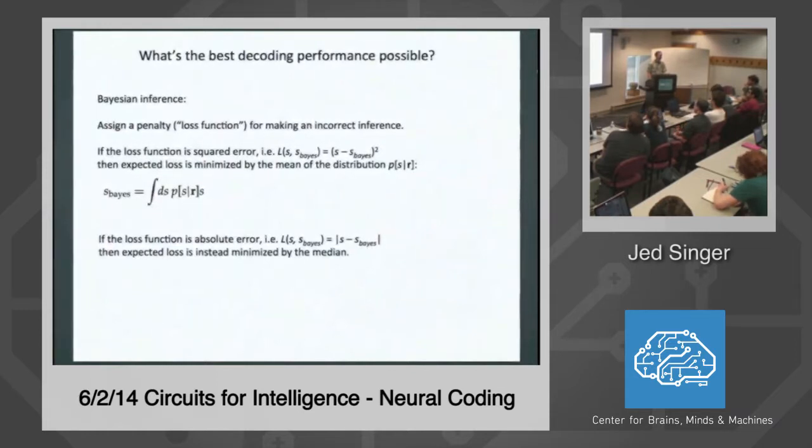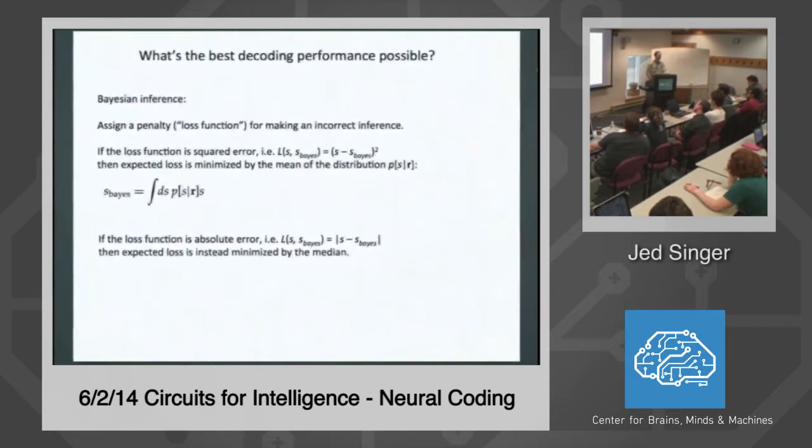If you accept that as your loss function, then getting back to that Bayes framework that we mentioned earlier, the expected loss is minimized by using as your estimate the mean of the distribution. This is the best you can do, assuming this kind of L2 error. If your loss function is instead the absolute error, the absolute value of the difference between the stimulus value and the inferred stimulus value, then the expected loss is instead minimized by the median. And for other loss functions, it's possible to calculate the optimum way to infer what the stimulus was.